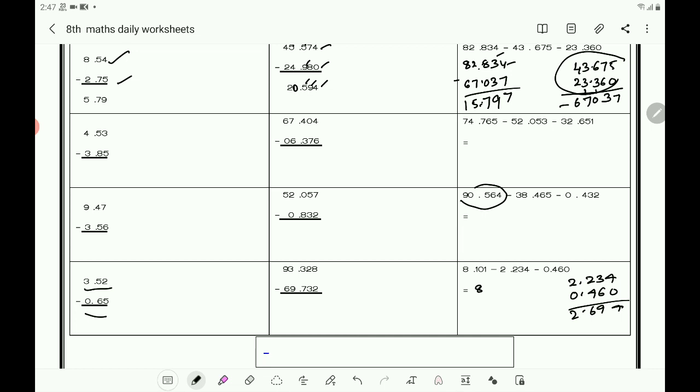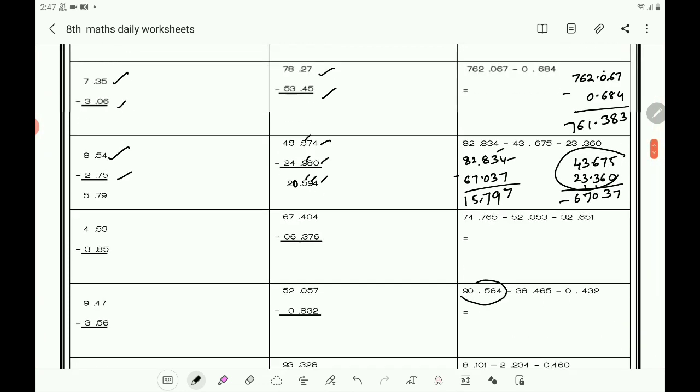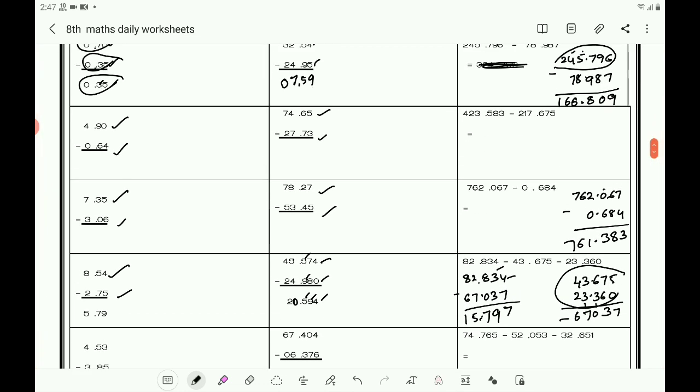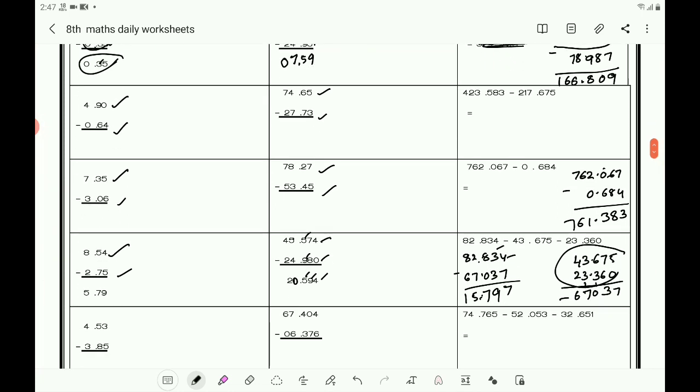Then you write 8.101 minus 0.460. Then 1, then it is 10 minus 6 is 4. Here what is remaining? 1 is remaining, 0 is remaining, 10 minus 4 is 6, then 7 minus 0, 7. So here you will get 7.641. In this way, subtract all of these by using the correct rule.